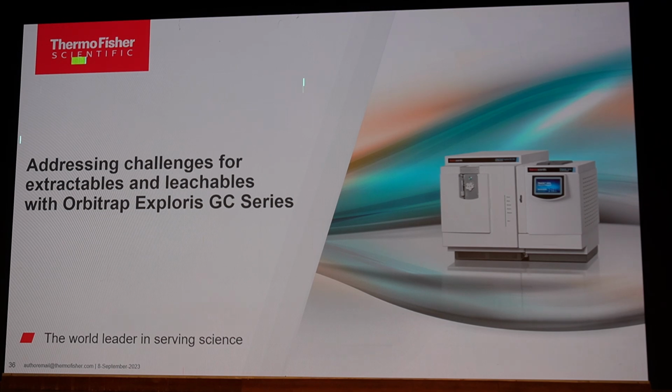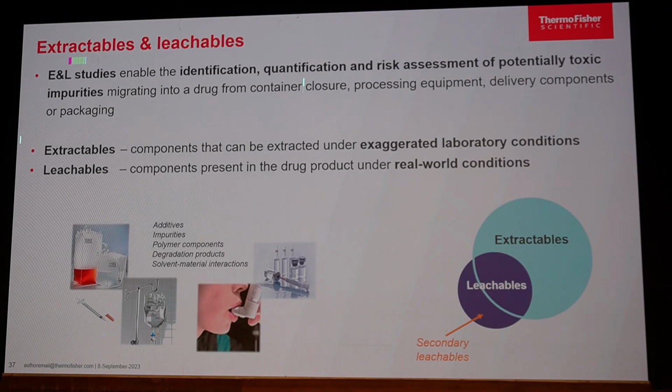Okay, no problem. Extractables and leachables is the identification and quantification of the risk assessment of potentially toxic impurities which can transfer from your primary packaging, secondary packaging, and tertiary packaging. People are also thinking: if I am using a label on my medicinal product on the outer carton box, whether that label can also introduce some impurities into my product during my shelf life.